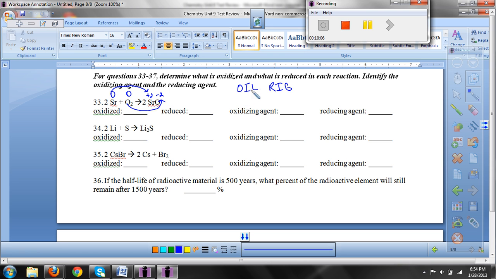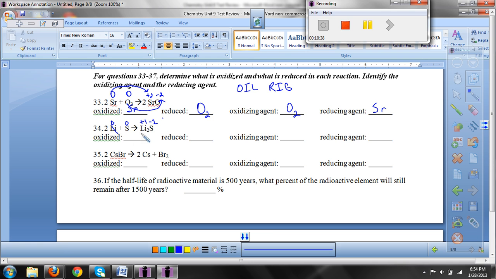Oxidation is loss of electrons, so strontium lost electrons, so strontium was oxidized and served as the reducing agent because it caused oxygen to be reduced. And oxygen served as the oxidizing agent because it caused strontium to be oxidized. Lithium, 0, 0, plus 1, and then -2 right here is what I should have said.